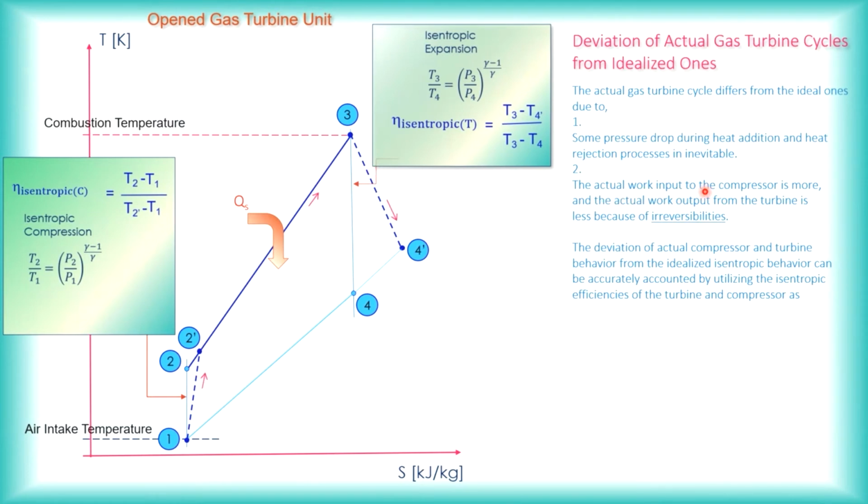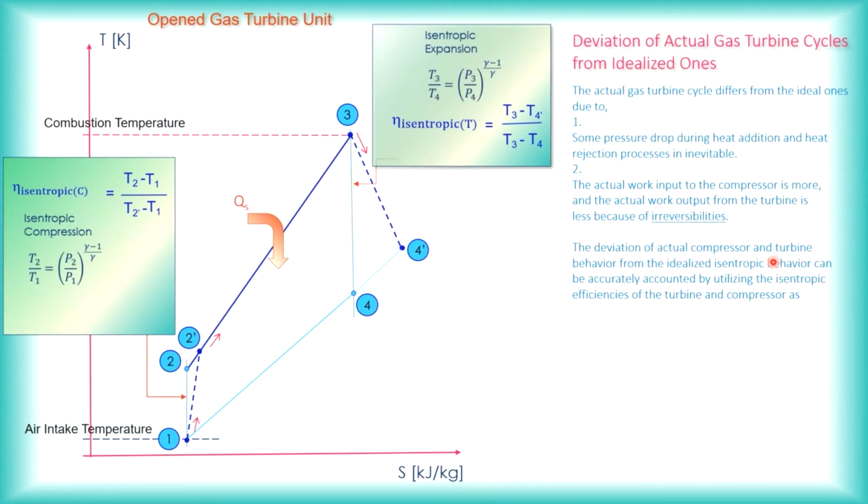Point two, the actual work input to the compressor is more and the actual work output from the turbine is less because of irreversibilities. So you have to be careful with this and this. This is theoretical over actual. This is actual over theoretical, or you use my way of remembering things: outside over inside, the outside temperature difference divided by the inside temperature difference, after you have neglected the CPG for the gas turbine side and the CPA for the compressor side.